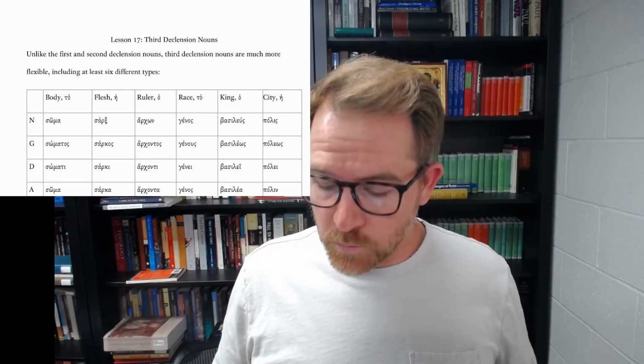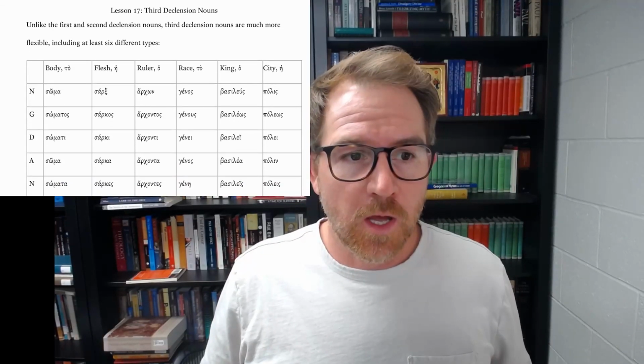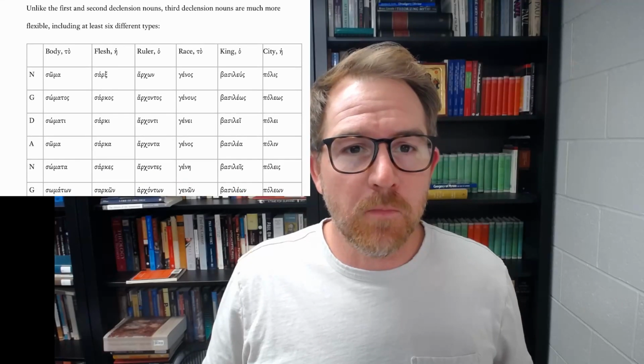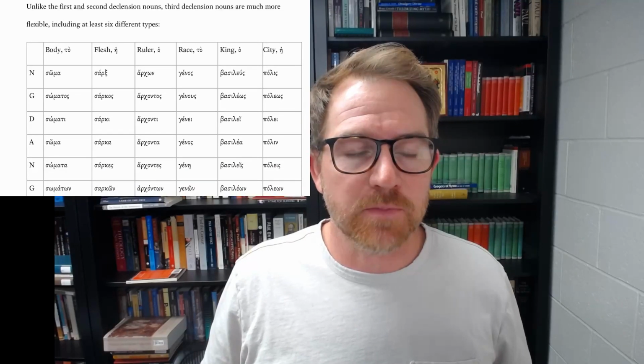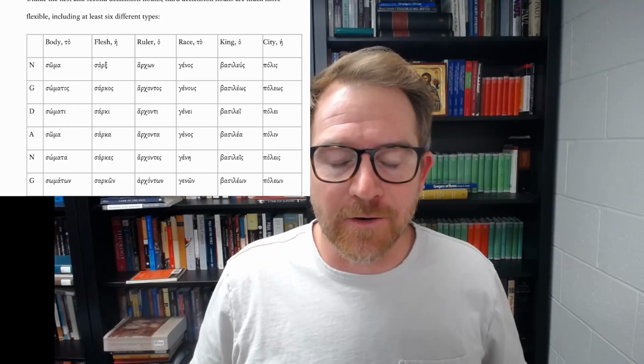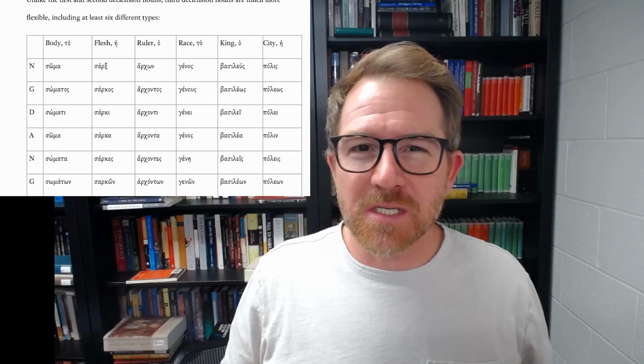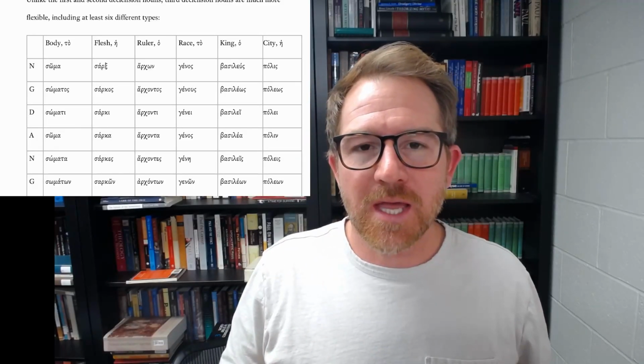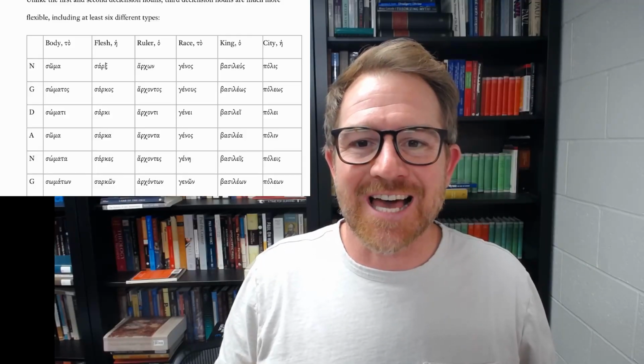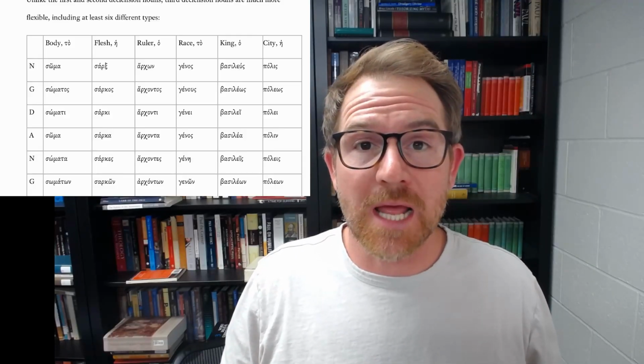With these third declension nouns, we have multiple different kinds of types. There is a pattern, but the pattern changes significantly enough that it's really not worth memorizing a lot of endings so much as being able to recognize them when you see them.